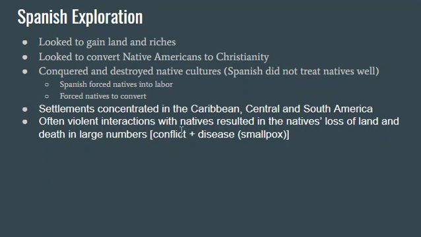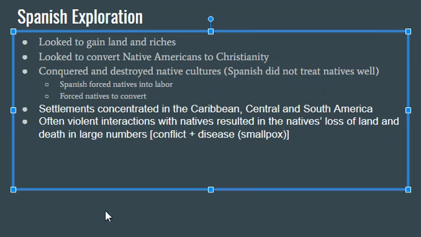They often had violent interactions with natives, and this resulted in the natives' loss of land and death in large numbers. And you'll see this several times. Smallpox was the biggest disease. That was the disease that killed the most Indians.